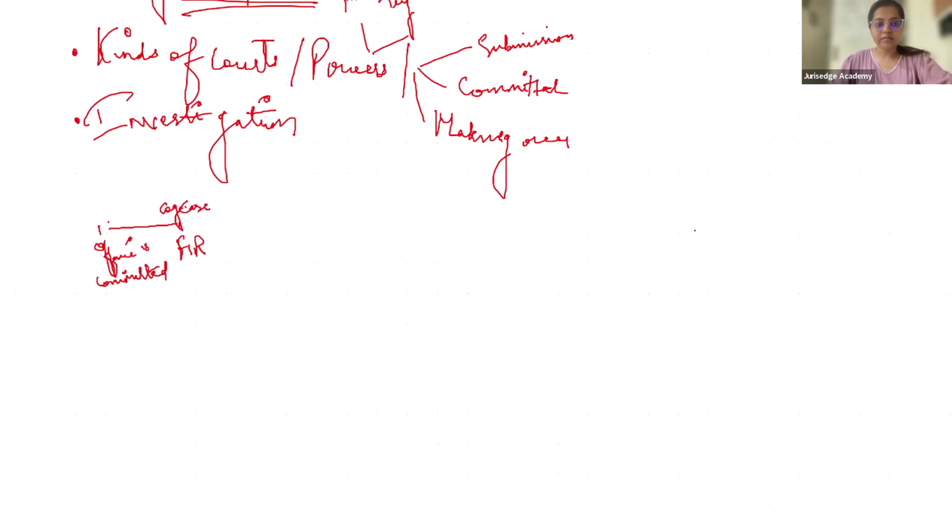Then the investigation starts. Then a police report is filed. Yes, Simran. Then a police report is filed. And then cognizance is taken.